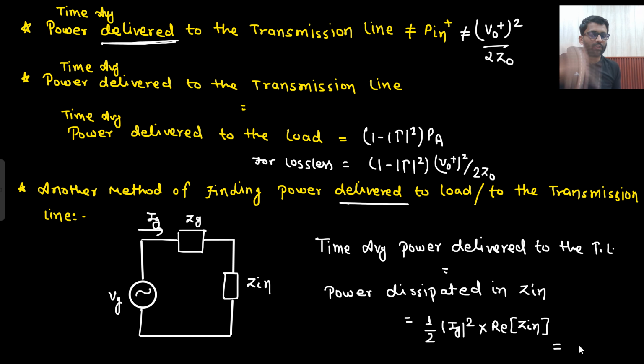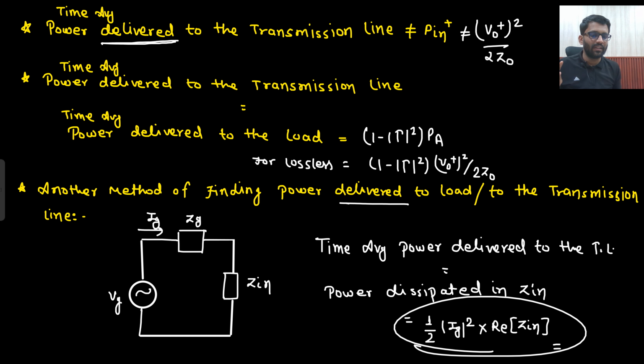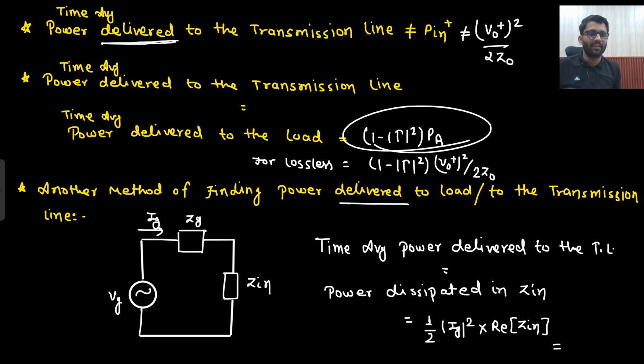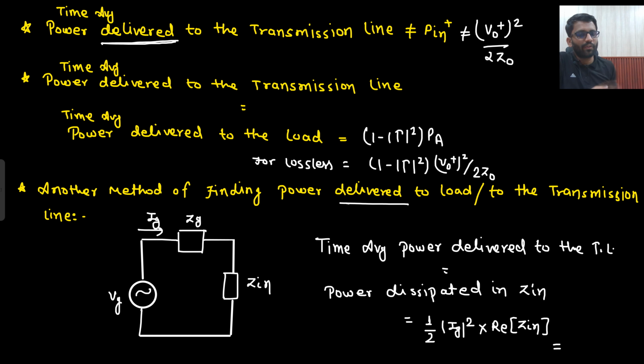I will prove that both of them, this and this, will give the same answer. In one of the questions I will prove that this and this give us the same answer. This formula we got from power delivered to the load, and this formula we are getting from power delivered to the transmission line. Both will be equal. Always both will be equal.